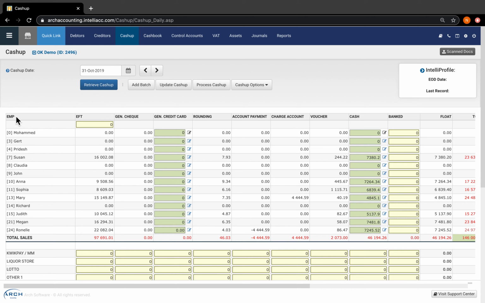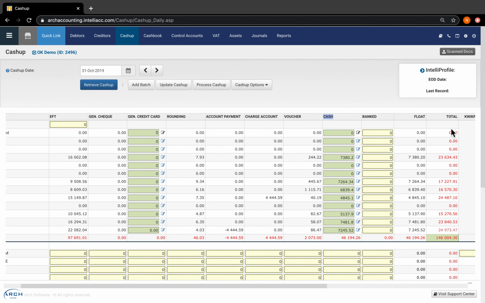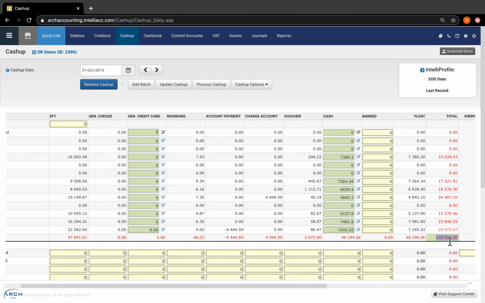I'm going to explain the columns. The first column is the employee number and name and/or surname. And the following columns are the different payment medias like EFT or cash. And to the right is a total column, which is the total of all the payment medias received by the different cashiers, with a total of 146,000 Rand for the day.